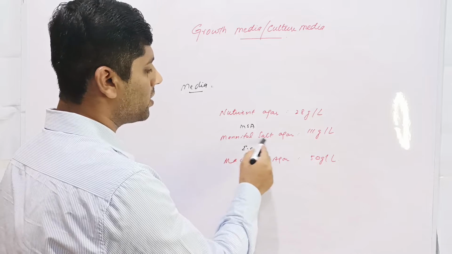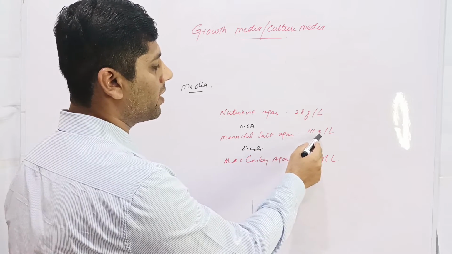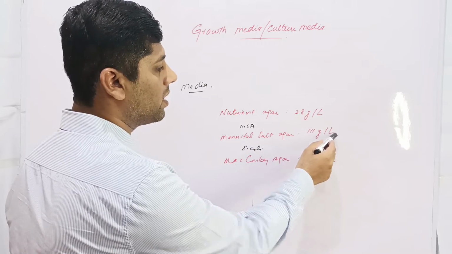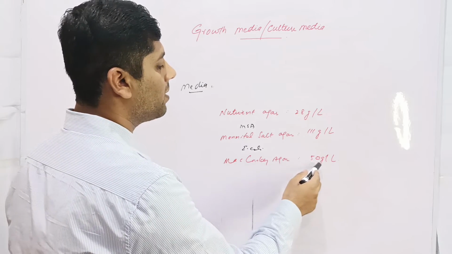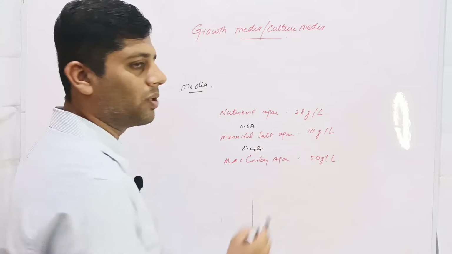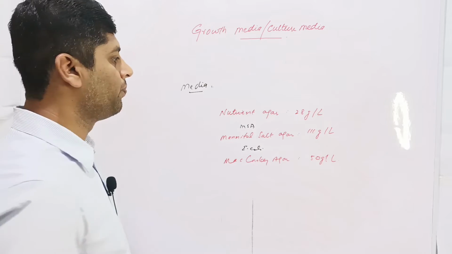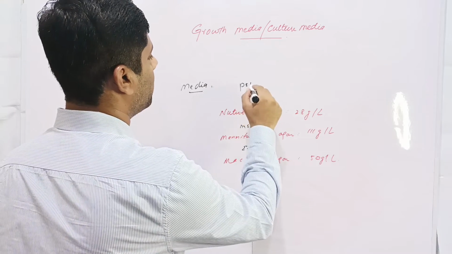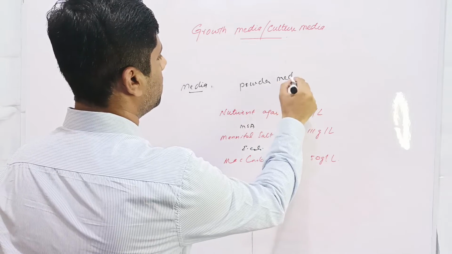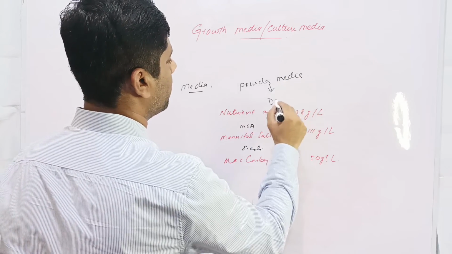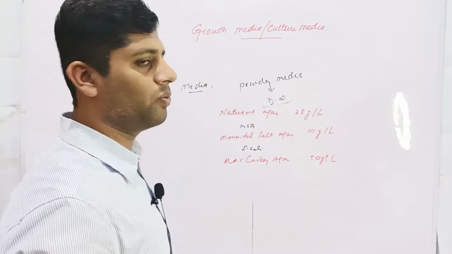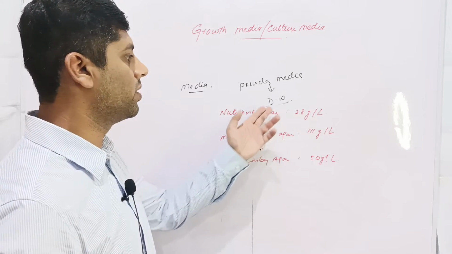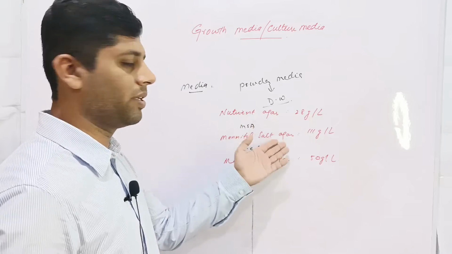In case of mannitol salt agar, you need 111 grams of the MSA media to be dissolved in 1 liter of distilled water, and similarly for McConkey agar, 50 grams is needed to be dissolved in 1 liter of distilled water. So this powdered form of the media is dissolved in the distilled water as per the manufacturer's instructions, which say how much weight of the media is to be reconstituted in the distilled water, as I have mentioned here.